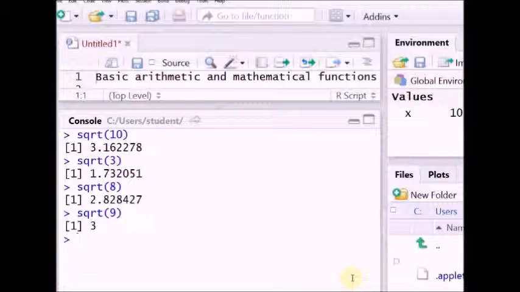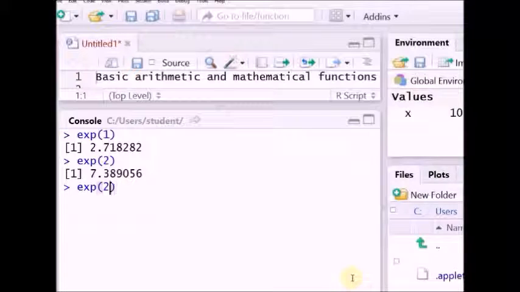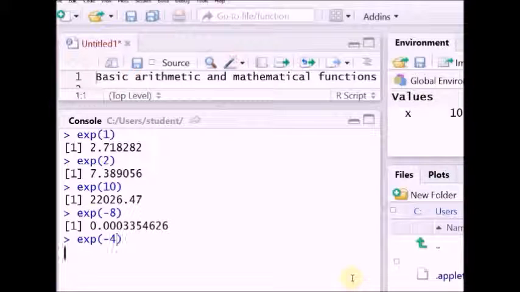Okay. Now for exponents, we can implement e to the power x also. What is the value of e squared? What is the value of e to the power 8? So what is the value of e? The value of e is 2.7182. So exp(1) returns the value of e, 2.718282. Now if you want to compute e squared, the value is 7.3890. E to the power, say, 10. Similarly we can write e to the power minus 8, e to the power minus 4.